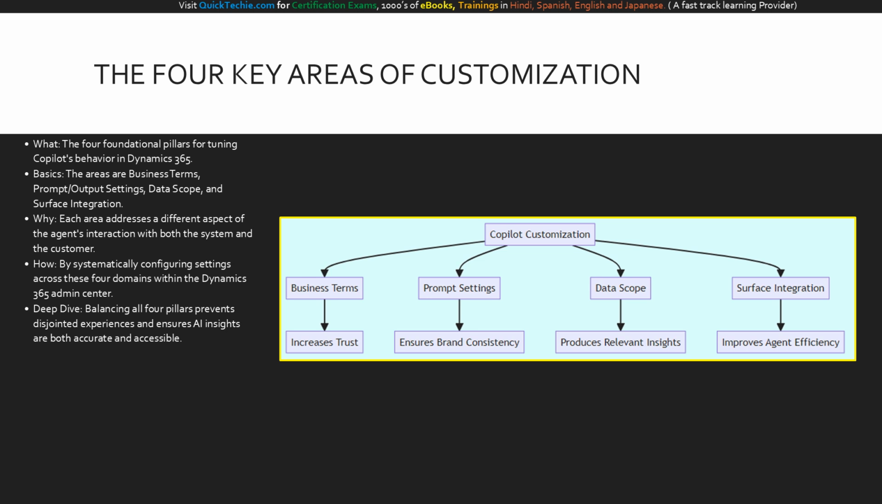From the central Copilot customization node, we branch into our 4 targets. Notice the direct outcomes mapped below them. Business terms directly increase trust because the AI speaks your company's language. Prompt settings ensure brand consistency. Data scope produces relevant insights by filtering out noise. Finally, surface integration improves agent efficiency by placing the AI exactly where the user is working. Understanding this mapping helps solution architects justify the time spent configuring each specific area.